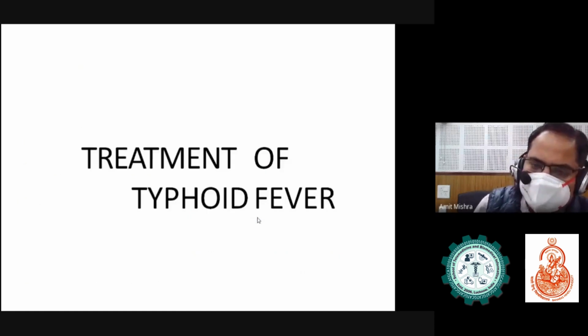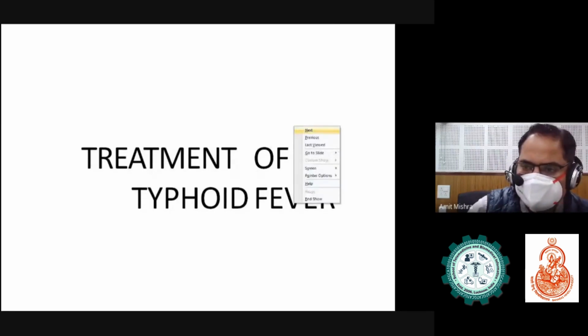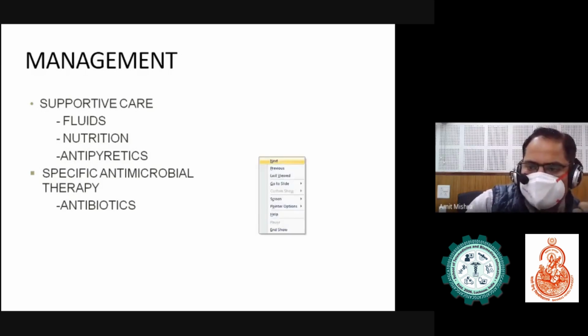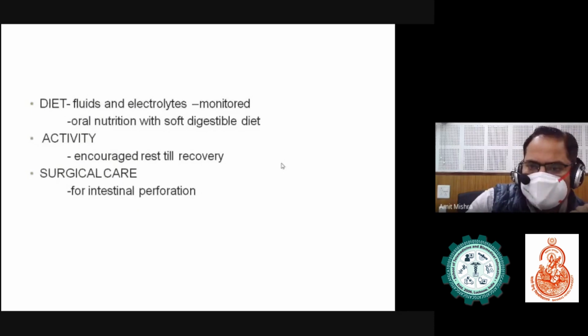Now we come to the treatment of typhoid fever or enteric fever. The management depends on the findings, but mainly we give supportive care along with specific antimicrobial therapy. In supportive care, we give fluids, nutrition, and antipyretics depending upon the symptoms. We monitor fluids and electrolytes, give oral nutrition with a soft digestible diet, and surgical care if the patient comes with intestinal perforation.